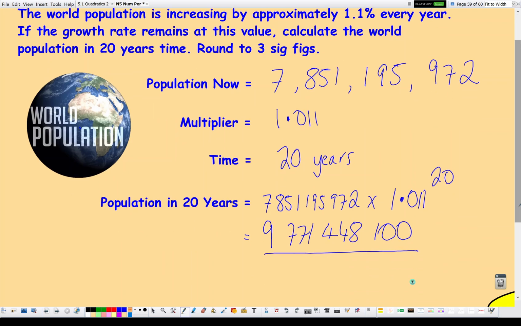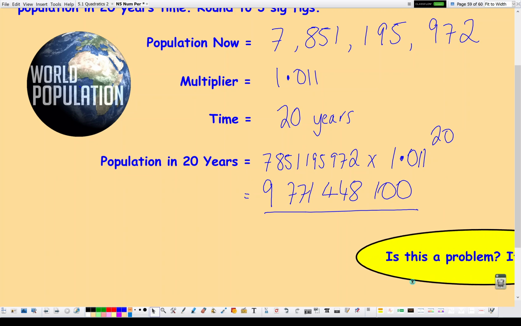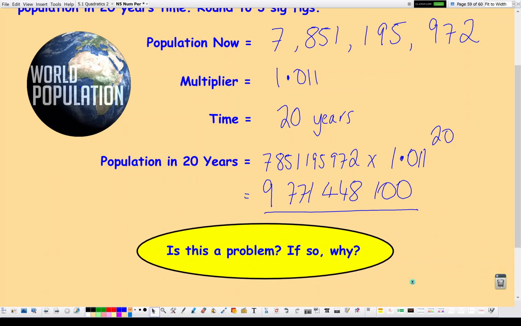And there's a wider discussion to have around that. Is this a problem? The population is currently 7.8 billion. In 20 years' time, if we keep going at the same rate, it's going to be 9.7 billion. Is that going to cause an issue? And if so, why? What do you think are the issues with that? In class, we could discuss this, but I just want you to have a think about what the issues surrounding that percentage increase are.